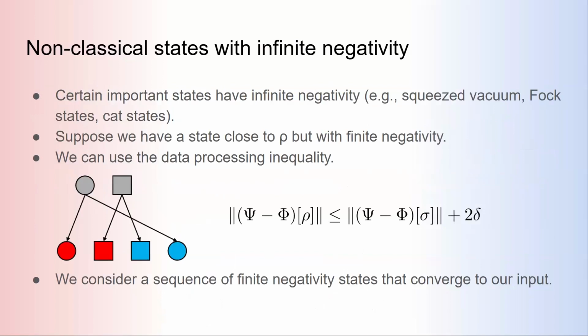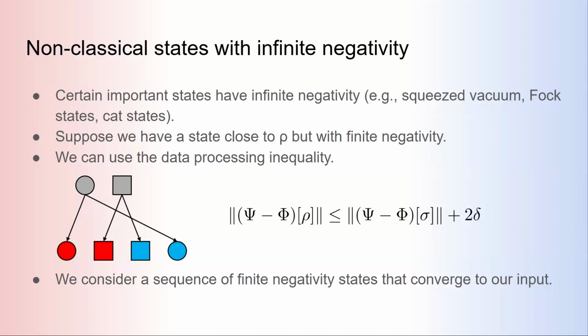Okay, so now, what about infinite negativity? So squeezed vacuums have infinite negativity, Fock states have infinite negativity, many states have infinite negativity, and that's a problem because our bounds will contribute. But for any state with infinite negativity, it's delta close, so it's arbitrarily close to a state with finite but big negativity. And I'm going to make that more concrete later.